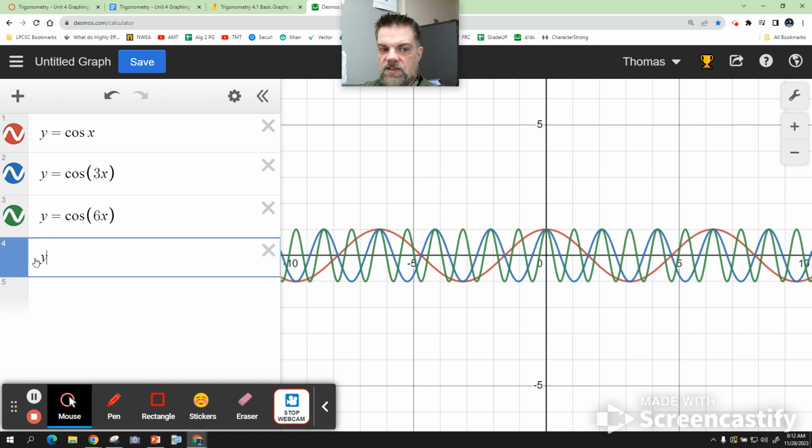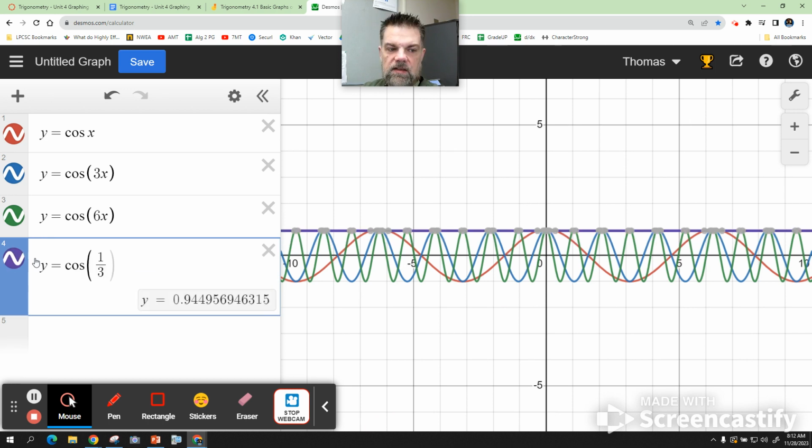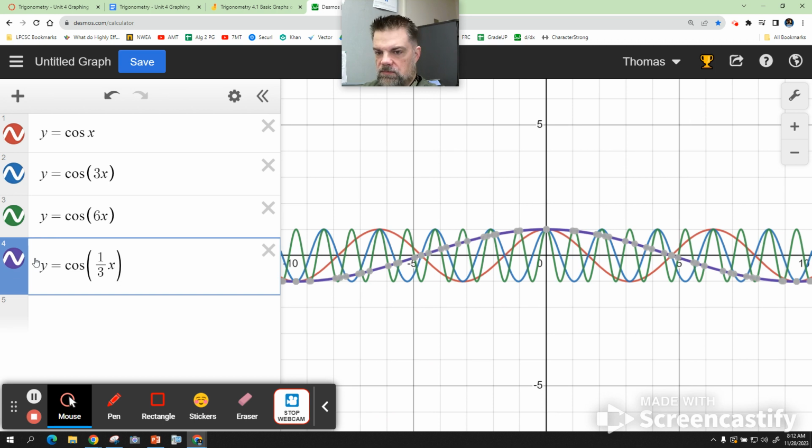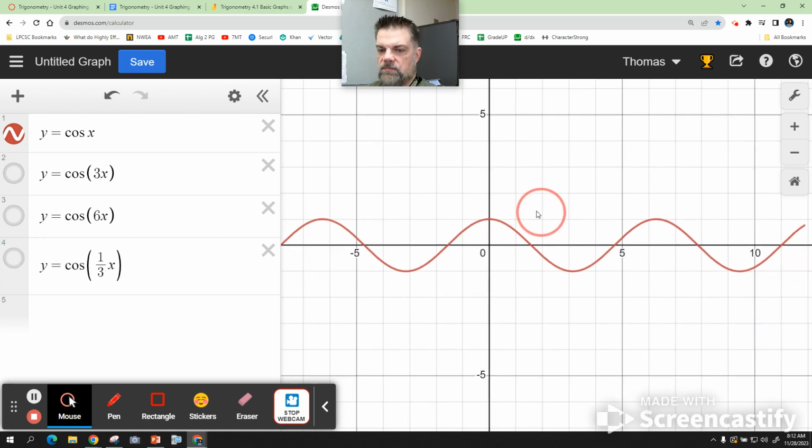And then let's do this. Let's say y equals cosine, in parentheses, 1 divided by 3 times x. Whoa. All right, so this is a little crazy. So let's compare. This is cosine.